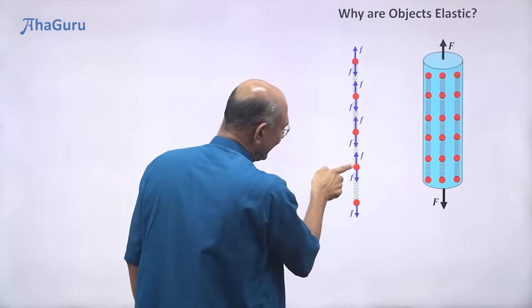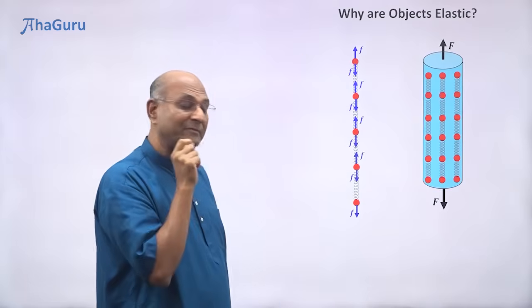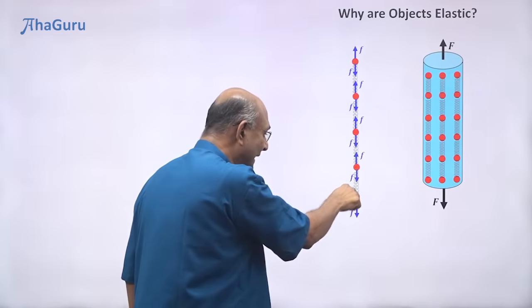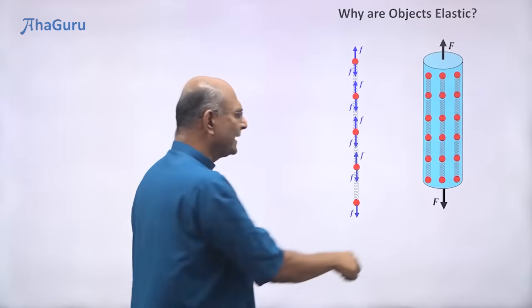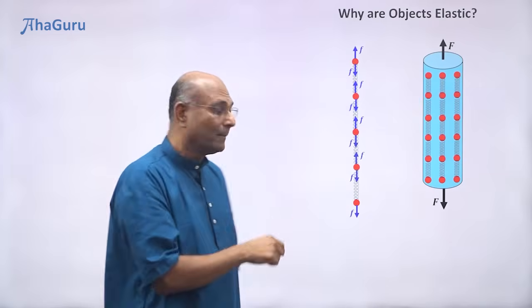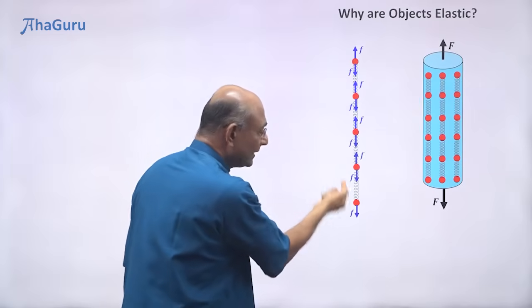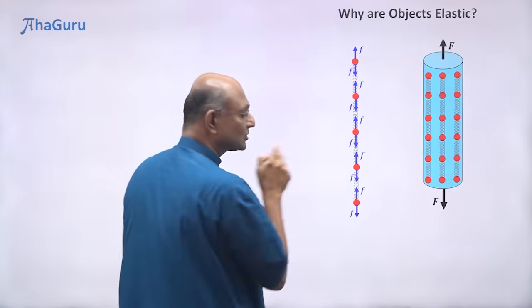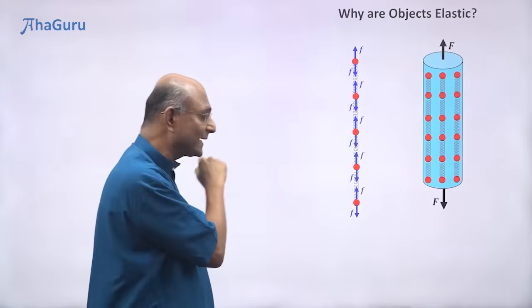Now, this atom is going to pull that atom, and if that didn't happen, this external deforming force would have made this atom go down. In the beginning, this force will make it go down, but because of this interatomic force or this spring force, this atom stops. Very important to understand this.